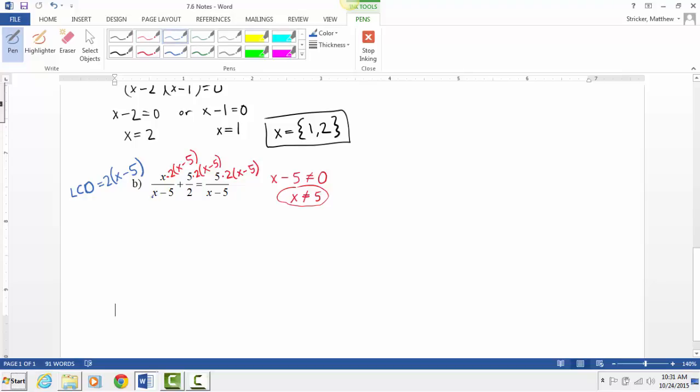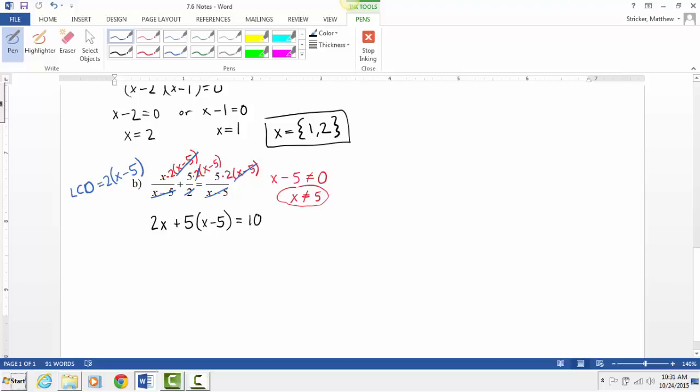Because in the first term, the x minus 5's cancel. In the second term, the 2's cancel. And then what cancels in the last term? The x minus 5's. Those cancel. And so what we're left with, first term, x minus 5's are gone, so we're left with x times 2, or 2x, plus, it's a plus in between. 2's cancel, so we're left with 5 times x minus 5. And then that is equal to 5 times 2 is 10.